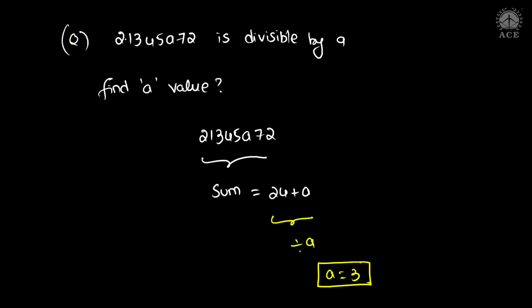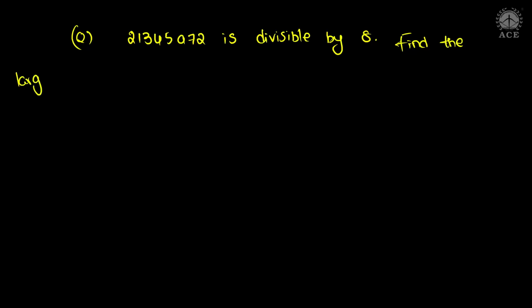Excellent, my dear friends. Now see the other question, same thing, with a small modification. The previous number, 2 crores 13 lakhs 45,000 A72, is now divisible by 8. Find the maximum value of A. Find the largest value of A, not the smallest, now the largest. What is the largest value of A?